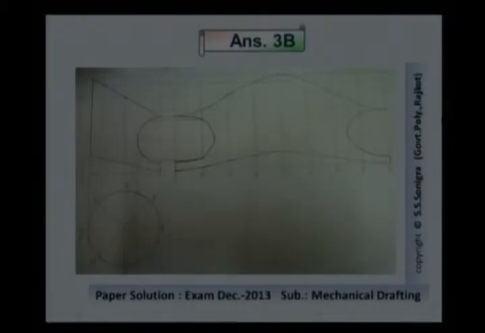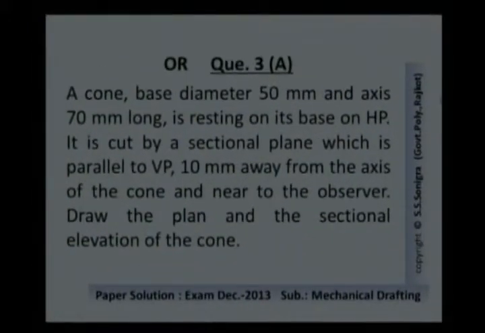Now next problem, question number 3a, asked in option, the data is given like this. A cone, base diameter 50 millimeter and axis 70 millimeter long, is resting on its base on the horizontal plane. It is cut by a sectional plane which is parallel to the vertical plane and 10 millimeter away from the axis of the cone and near to the observer. Draw the plan and sectional elevation of the cone.